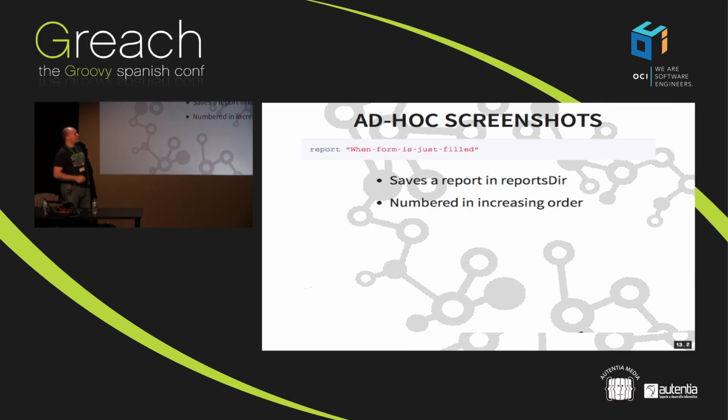You can do ad hoc screenshots. So if you have a test that somehow manages to cause you problems, you can do the report directory and add the file name. That will save a report in the reports directory, and they're numbered in increasing order.